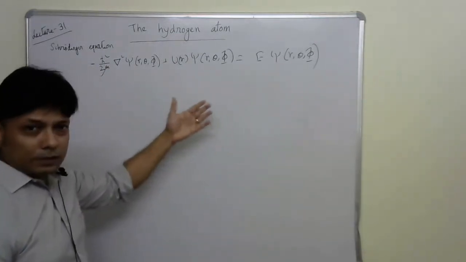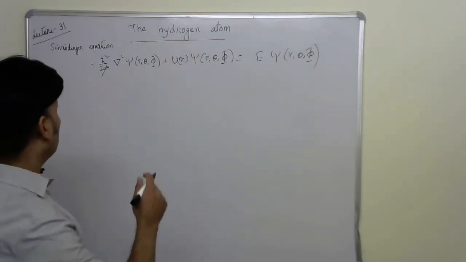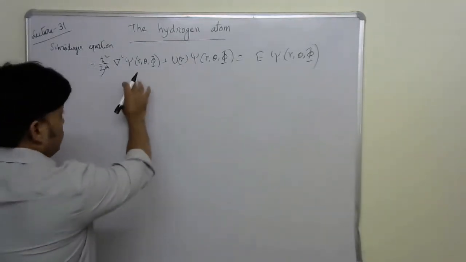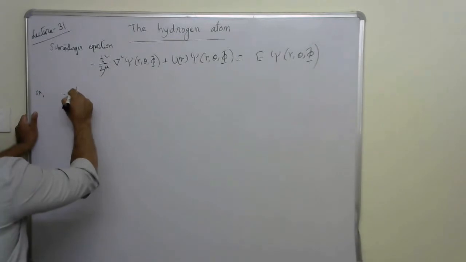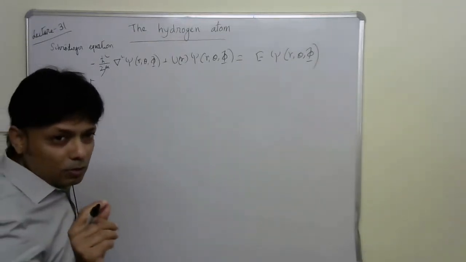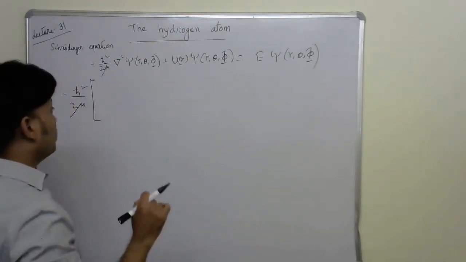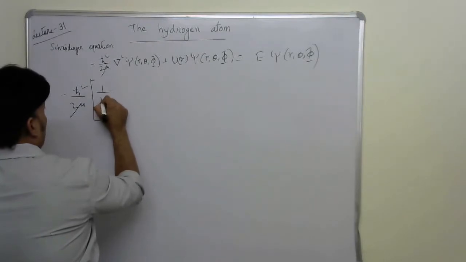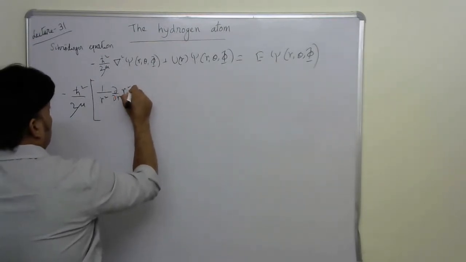Now, for the sake of simplicity, I'm not going to write r theta phi within the bracket every time. Whatever psi I write represents the function of r theta phi, so I'm only going to use the symbol psi. Now we have to elaborate this equation. So minus h cross square over 2 mu. Now we have to represent the Laplacian operator in polar coordinates in terms of r, theta and phi. If you remember those long expressions, I'm going to write it over here. This is denoted as 1 over r square del r of r square del r.